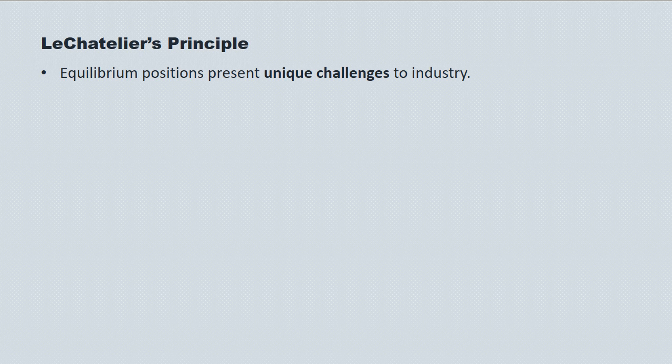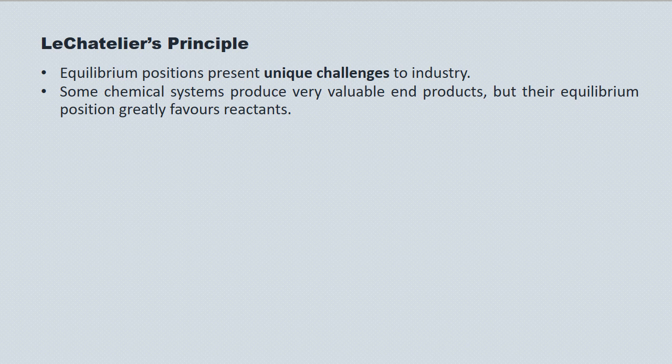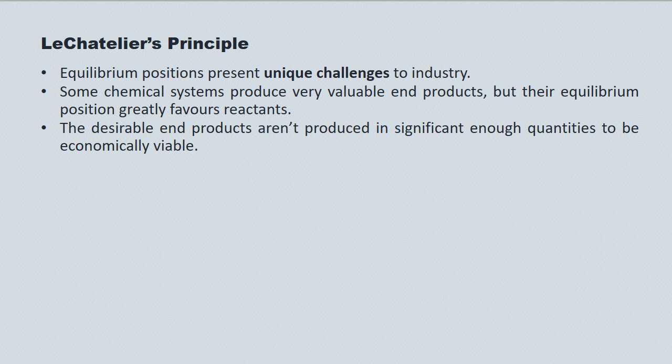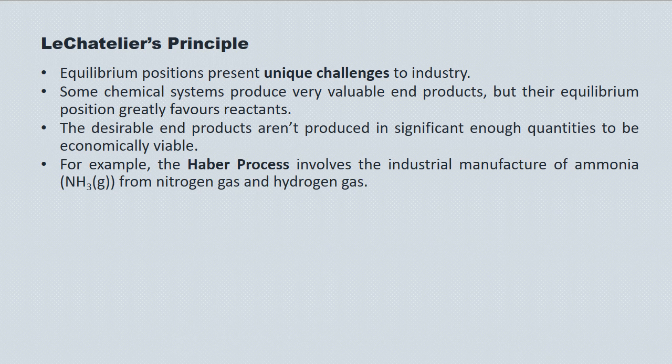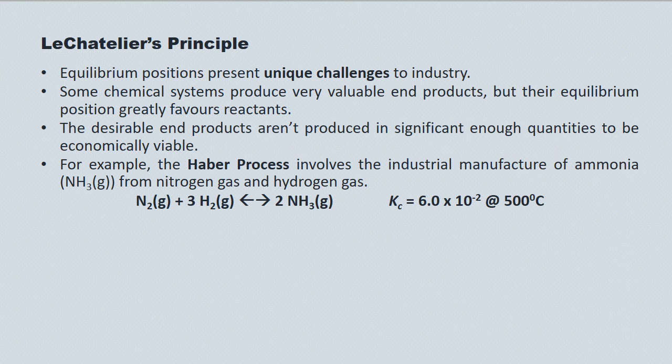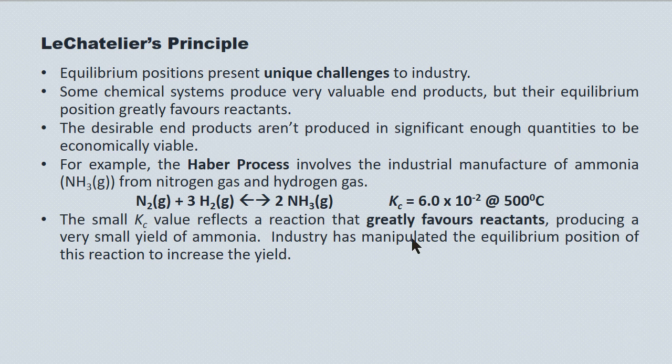Equilibrium Chemistry presents some unique challenges to industry. Some chemical systems produce very valuable end products, but their equilibrium position greatly favors reactants. Desirable end products aren't produced in significant quantities to be economically viable. One such process, known as the Haber process, involves the industrial manufacture of ammonia from nitrogen gas and hydrogen gas. And here's the reaction. It's got a very small Kc value, 6 times 10 to the minus 2 at 500 degrees. This reflects a reaction that greatly favors the reactants, producing a very small yield of ammonia.